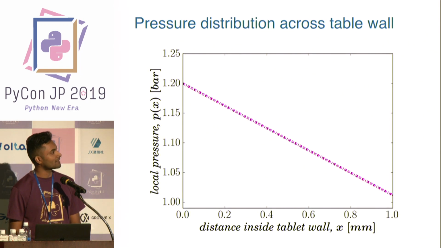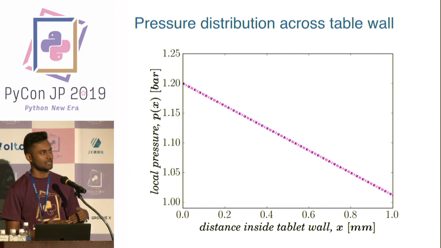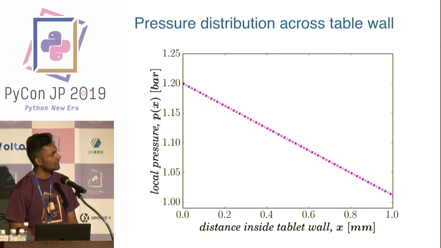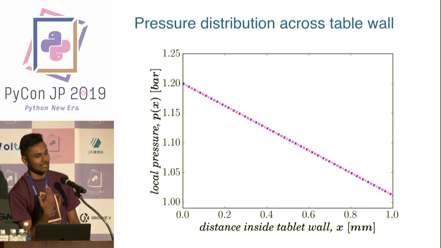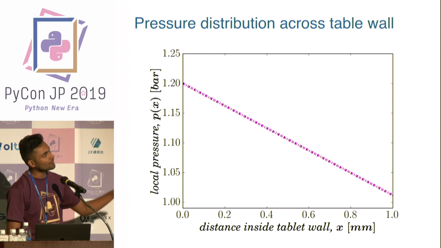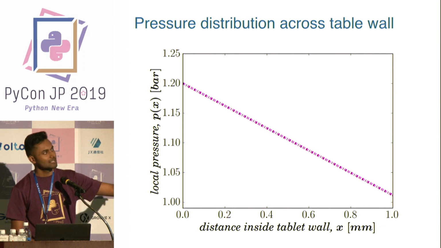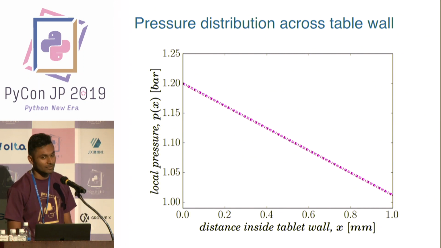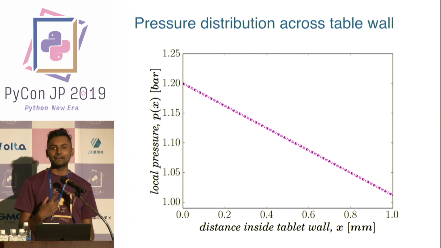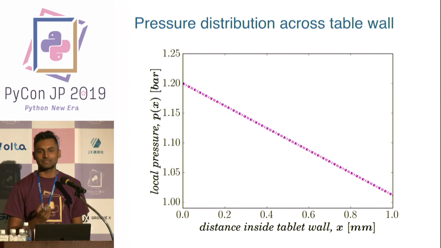So this is the solution of the pressure. Here on the x-axis, I have the wall thickness, so where x is 0, that's inside the capsule, and where x is 1, that's the outer surface of the capsule. And you can see how the pressure drops. So here the pressure starts from 1.2 bar, so approximately we're 20% higher than the atmospheric pressure.